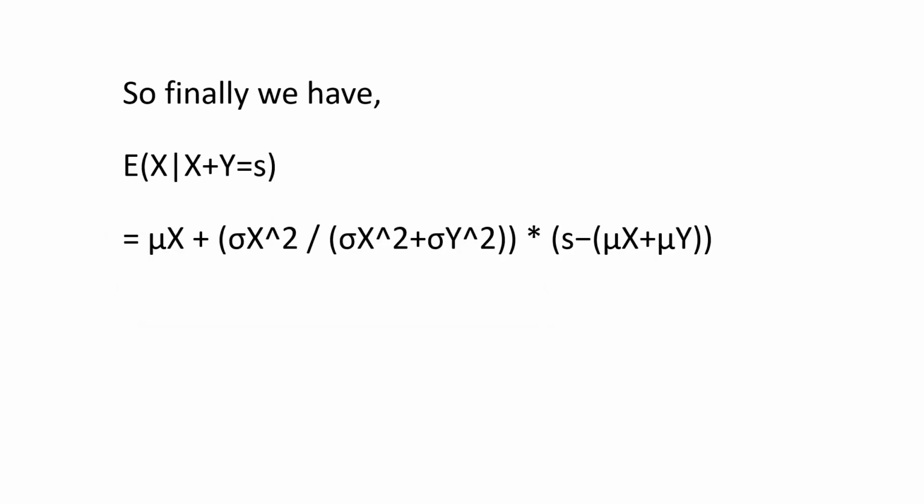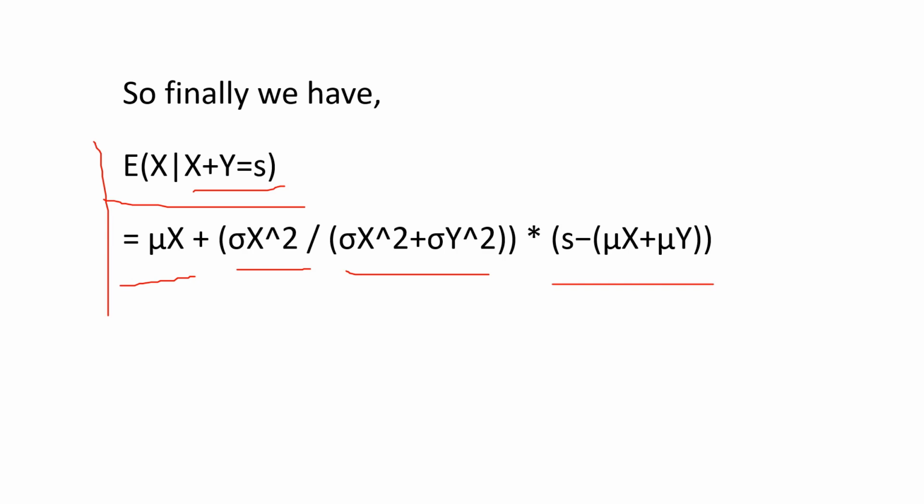So finally we plug in all the values to get the final answer. We had to find the expected value of x given x plus y is equal to s, which is equal to mu x plus sigma x squared divided by sigma x squared plus sigma y squared times s minus mu x plus mu y, which is the final answer to the question.